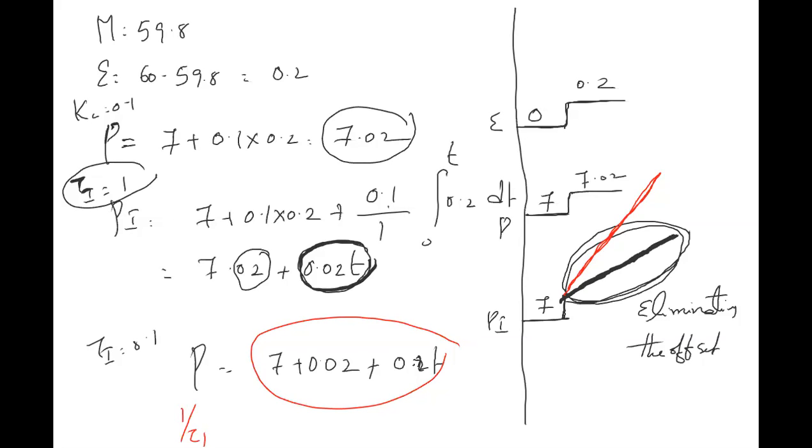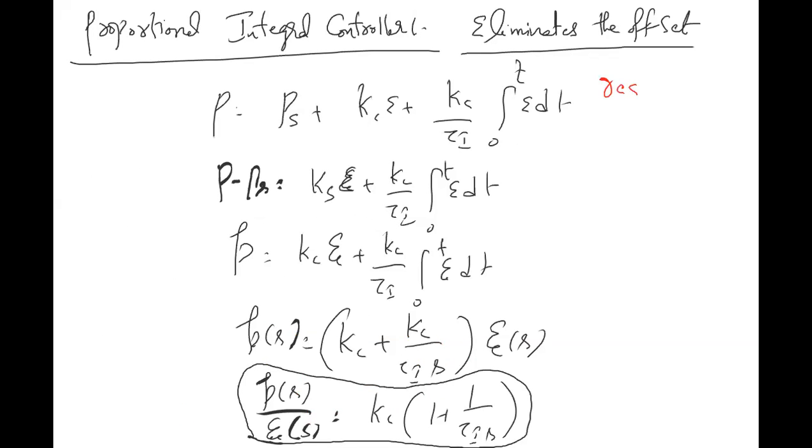That is why this 1 by tau I is called the reset rate. And this controller is called the reset controller because it resets the system from where it has been disturbed. There is no chance of offset here. So you go back and name this PI controller as the reset controller, because it resets the system from where it has been disturbed.